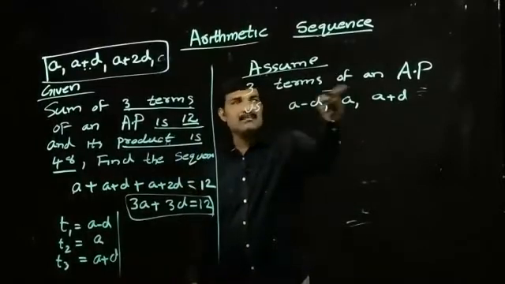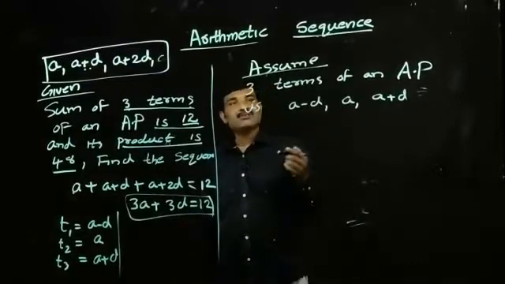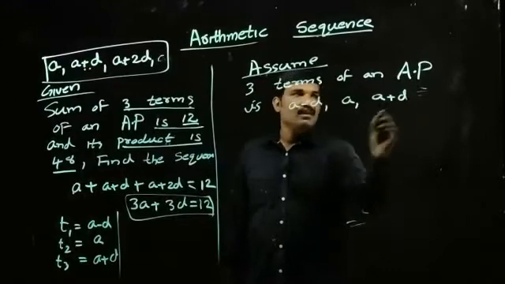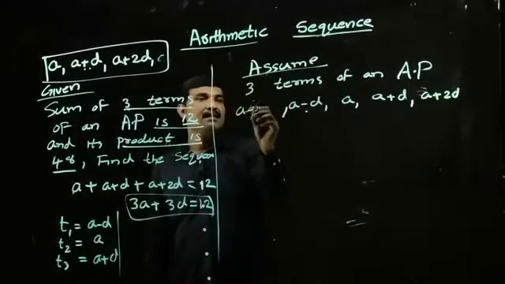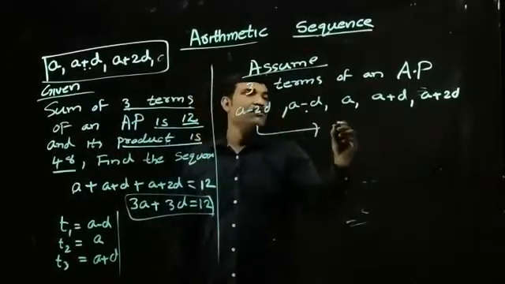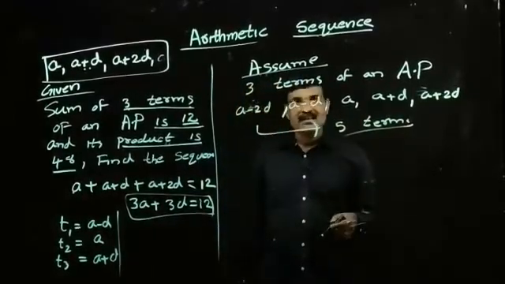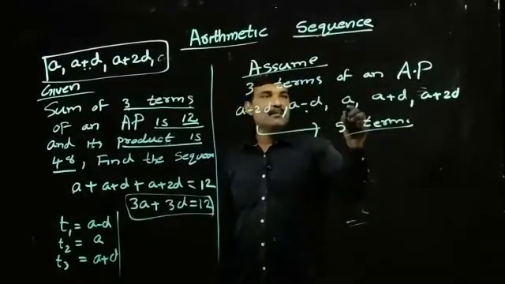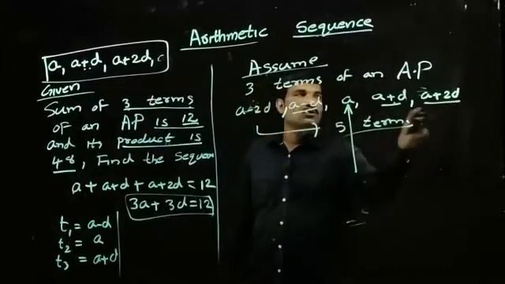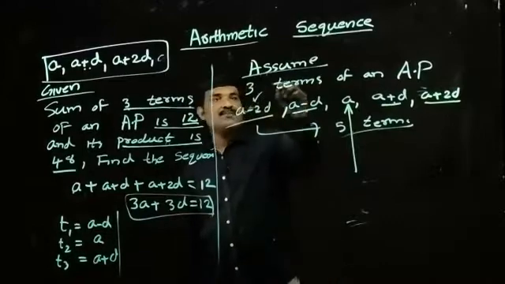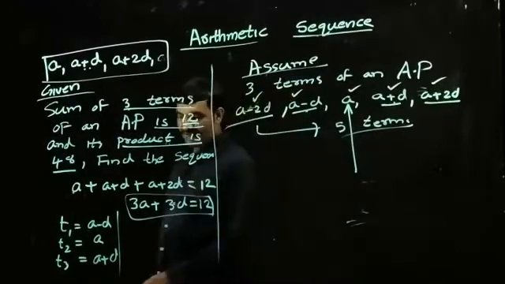Since 3 terms means an odd number of terms, right? Suppose 5 terms are given, then also we can choose in this way: the next term becomes A plus 2D, and before this term we have A minus 2D. So how many terms do we have? 5 terms, right? Suppose the sum of an odd number of terms is given, then we can choose in this manner. The middle term is always A, then A plus D, A plus 2D, A minus D, A minus 2D. So how many terms? First term, second term, third term, fourth term, fifth term, right? In this manner, we can choose if the sum is of an odd number of terms.